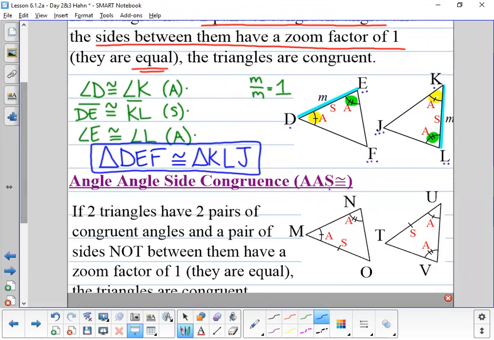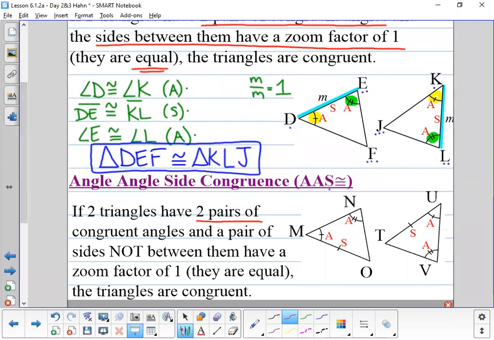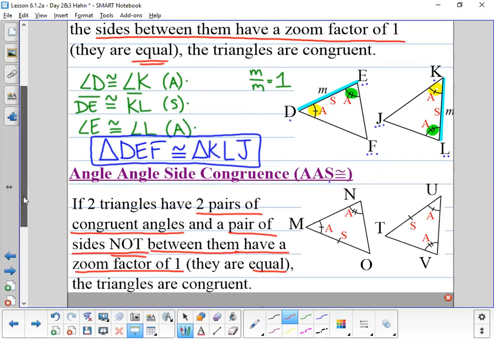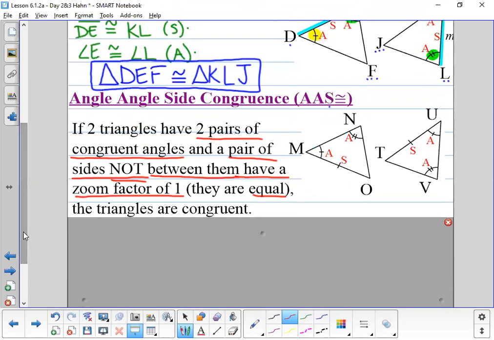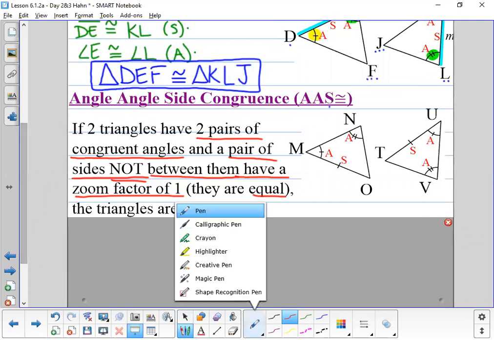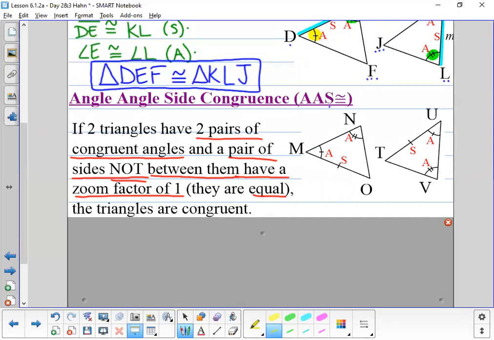So let's take a look at this one. If two triangles have two pairs of congruent angles and a pair of sides not between them, and they have a zoom factor of 1, or they are equal, then my triangles will be congruent. Here's my diagram of two triangles that would satisfy the angle-angle-side congruence condition, or shortcut.